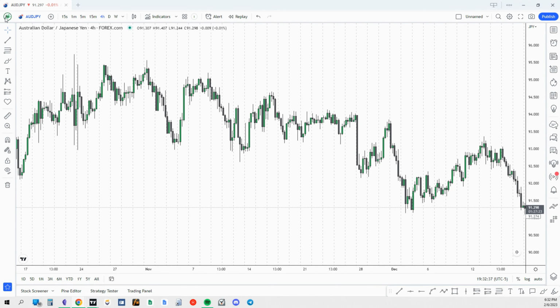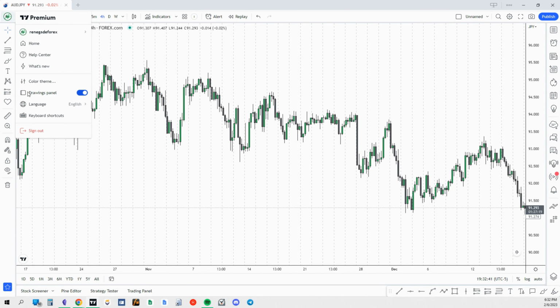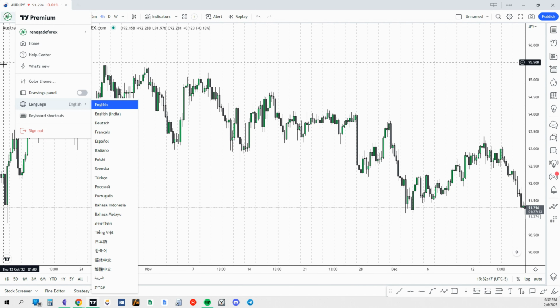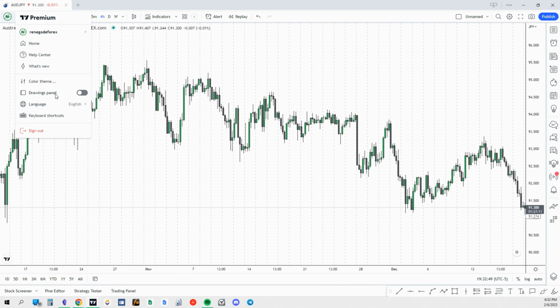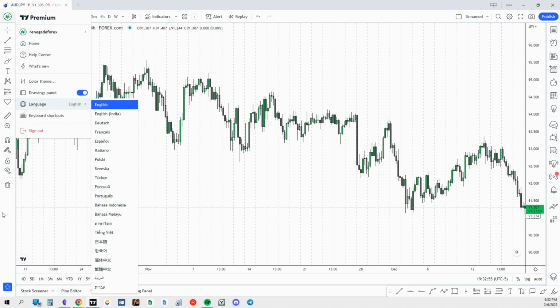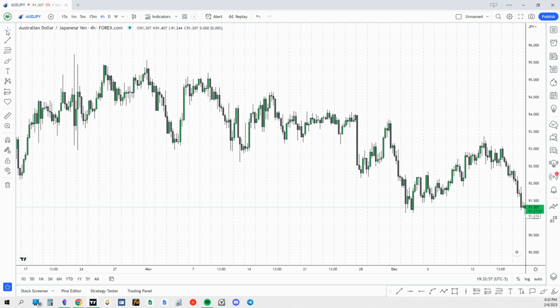So what you need to do is come over to the upper left-hand corner, click on your icon, and then come down to drawing panel. And if this is not turned on, your screen will look like this, and it will not have the drawing panel. And so we need to have this on so we can actually pull up our drawing tools. So once it's turned on, all you have to do is come back over here, and it's actually the second icon down, which looks like this.